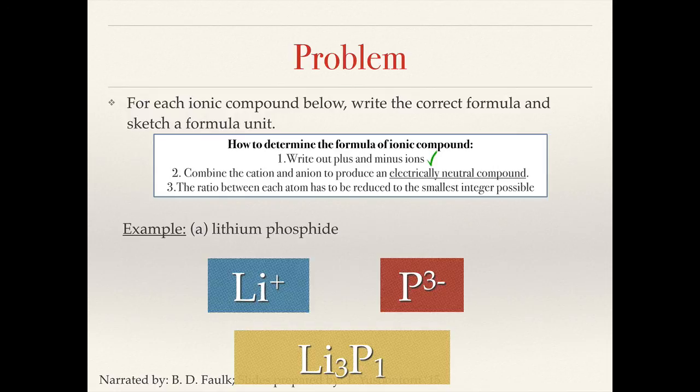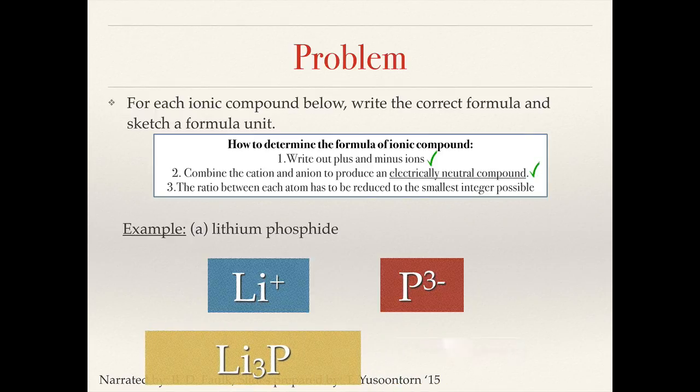Now, I don't necessarily teach this approach, however some teachers might. It's not my favorite way of doing things, but it is a useful tool if you find it helpful for you. Keep in mind that the ratio has to be in the smallest ratio possible. So if you get something like Li6P2, that would have to be Li3P1. Finally, we acknowledge that we don't need the 1 subscript, so the answer should be Li3P.